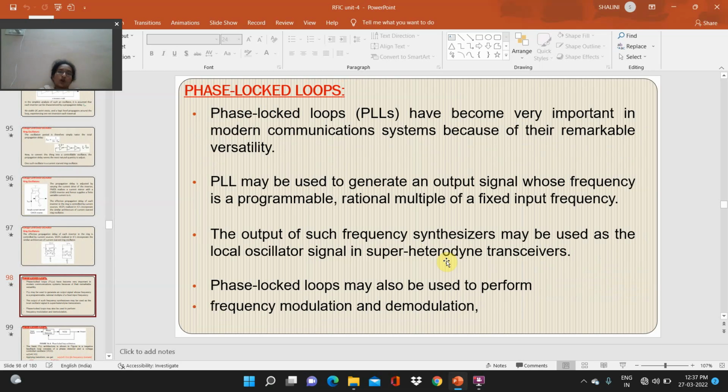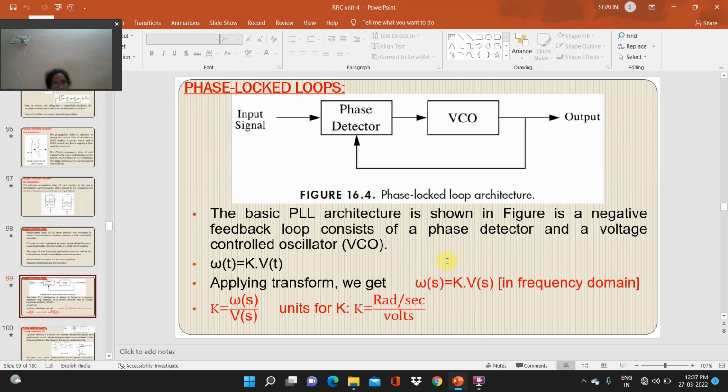PLL. Phase lock loops have become very important in modern communication systems because of their remarkable versatility. A PLL may be used to generate an output signal whose frequency is a programmable rational multiple of a fixed input frequency. The output of such frequency synthesizers may be used as the local oscillator signal in superheterodyne transceivers. Phase lock loops may also be used to perform frequency modulation and demodulation.